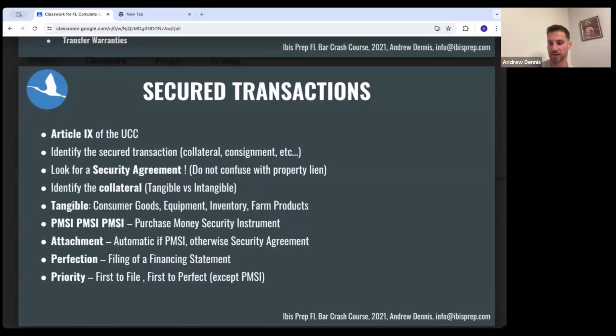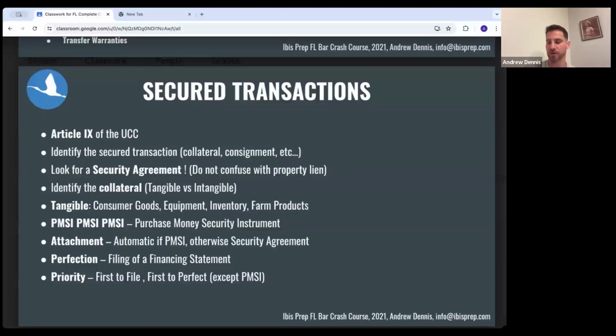Well, if it's perfected versus perfected, it'll be first in time, first in right. If it's perfected versus unperfected, the perfected priority will always prevail. The PMSI will have super priority, and then if it's, you know, unperfected versus unperfected, it would just be the first to attach, first in time, first in right. So perfected always will prevail against an unperfected interest, and then otherwise you can pretty much go with the general idea of first in time, first in right.